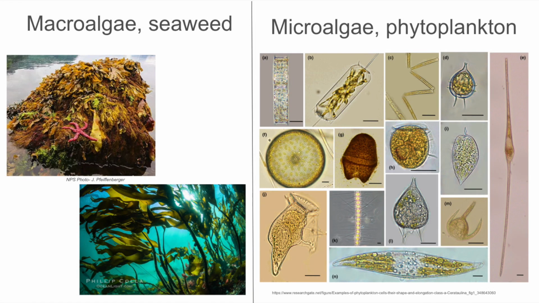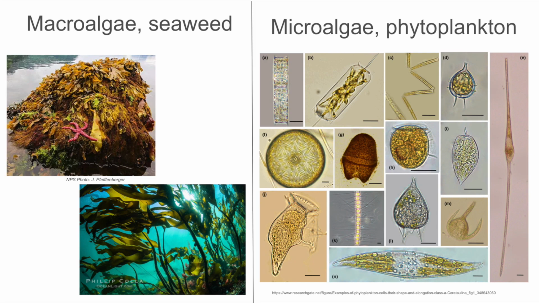Here's some photos of macro and microalgae. What do you notice about the shapes of them? How do you think that the shape they're in help them survive in their environment? In the pictures of macroalgae, I see that there's a lot of different species, different colors, that are growing on the same rock. I also see that there's a sea star living amongst them.